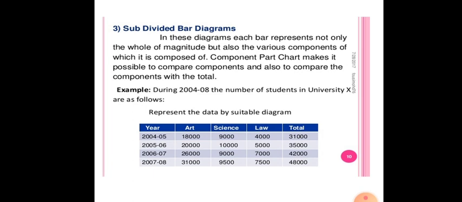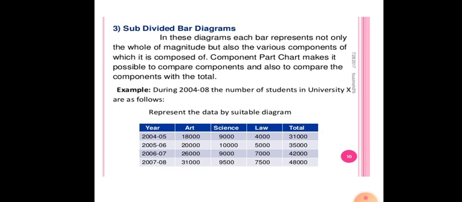In one bar it's showing different results. Now, whatever this data is: during 2004-2008 the number of students in university X is as follows; represent the data by suitable diagrams. See, in the year 2004-2005, art students are 18,000, science students are 9,000, law students are 4,000, and the total is 31,000.